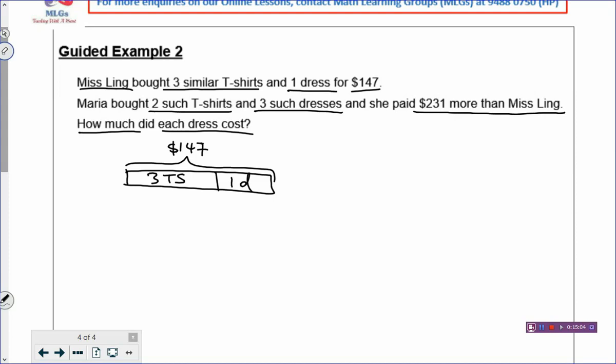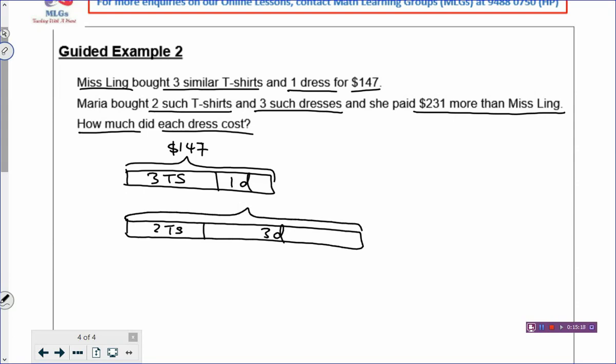Alright, Maria bought 2 t-shirts and 3 dresses, and she paid more money. So you have a longer rectangle. Alright, so there will be 2 t-shirts, so let's put down, and then 3 dresses, and what's the total money she paid? Now be careful, it is not $231, and you have to plus. So you take 231 plus what Miss Lin has paid, 147. So that will be how much? So 231 plus 147. So Maria paid $378, and you can indicate onto the model.